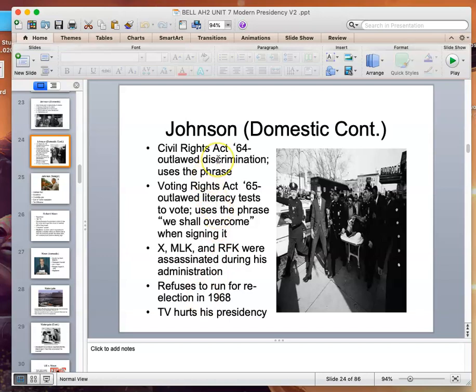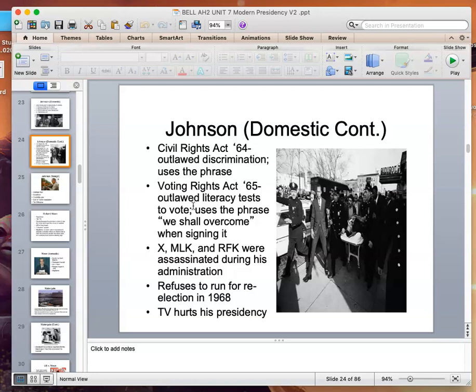Just to review these, we'll go ahead and review them. Civil Rights Act outlaws discrimination. Voting Rights Act bans literacy tests. That's what the Selma March was for, the Voting Rights Act.